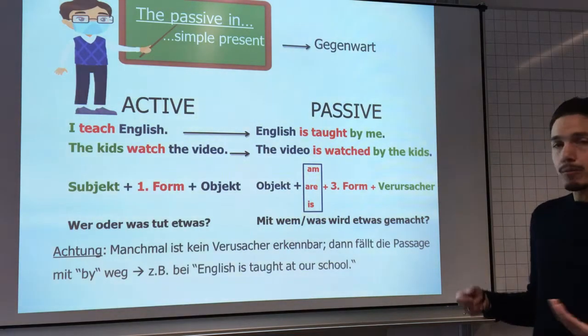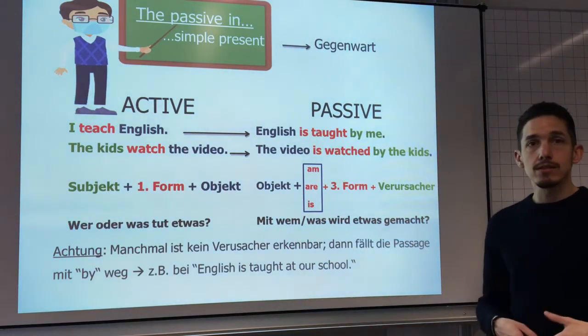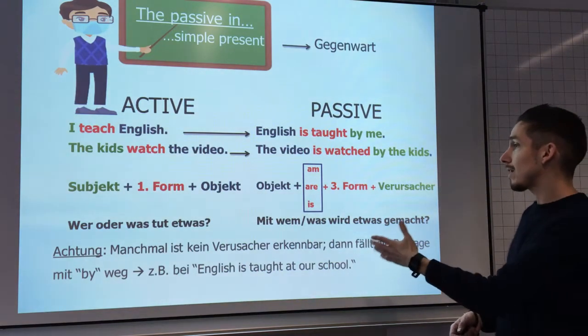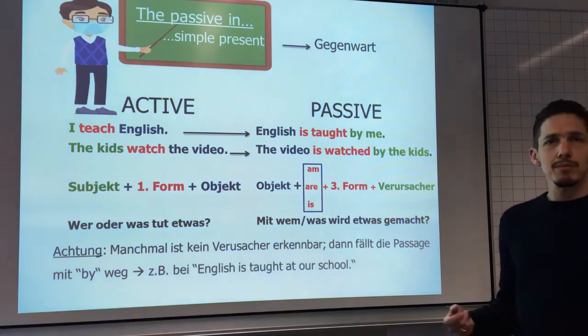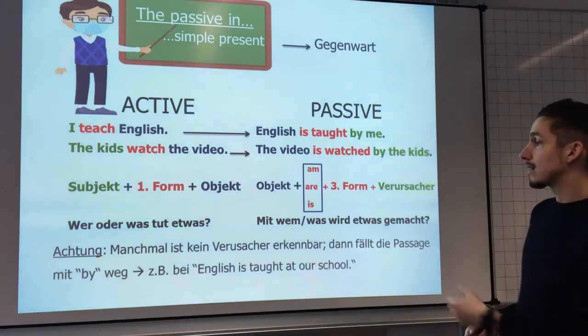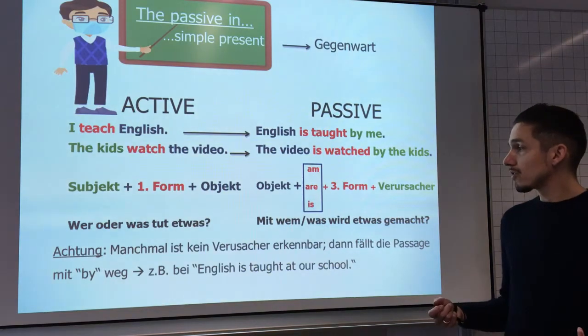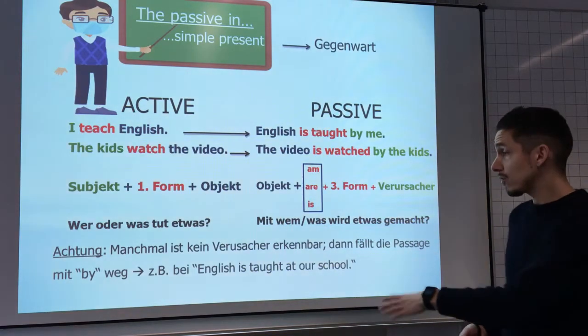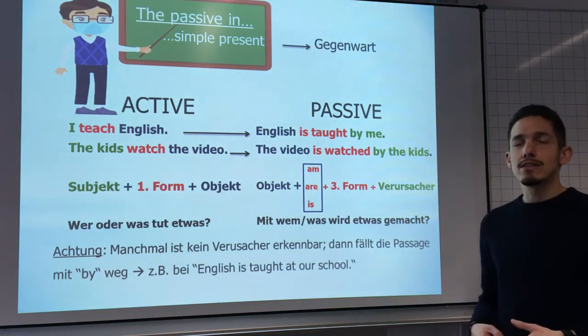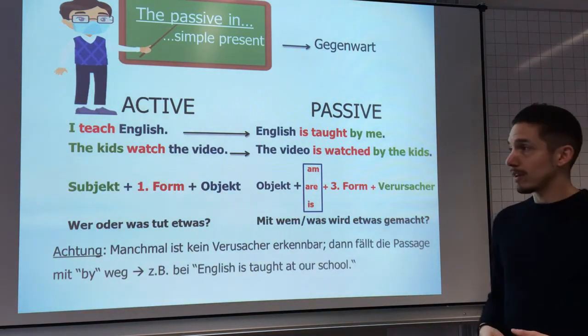So sometimes we know who the person is who did the thing to something else, so we can add by, but sometimes we just don't know, so we don't have to add it. Like in this example, English is taught at our school is also a passive sentence, you see, form of to be, and the third form, but there is no by agent, as we call it.